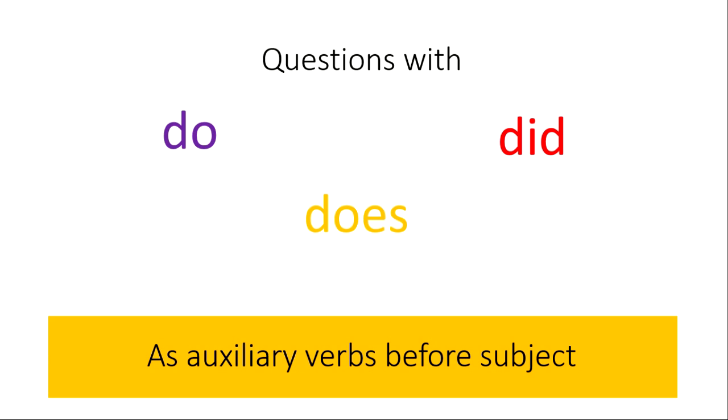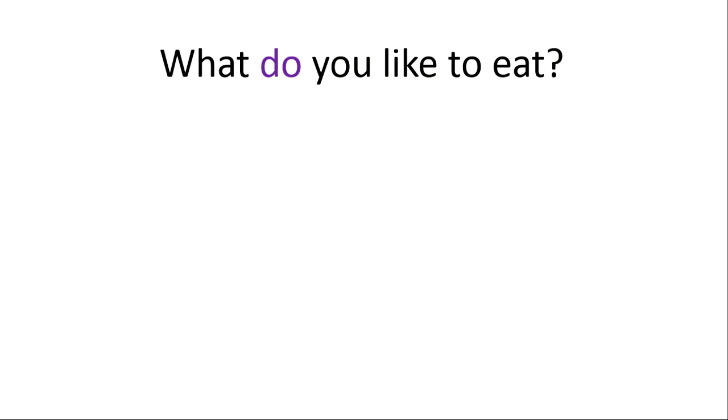Let's have an example. In this example, we have a question and it has do in it. As you can see, do is written with a different color to help you distinguish it. So, what do you like to eat? If you want to change it to a noun clause, first we have to get rid of this auxiliary verb. And that is always the same. When you have do, does, or did, you have to cross it out and you're good to go.